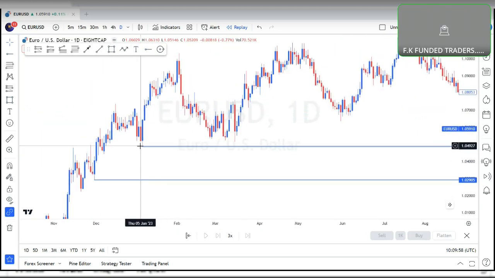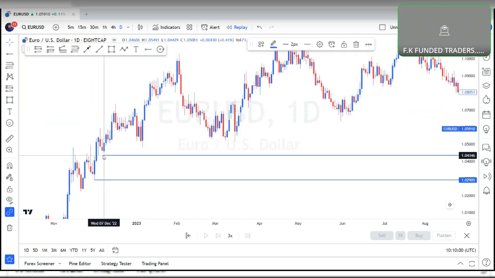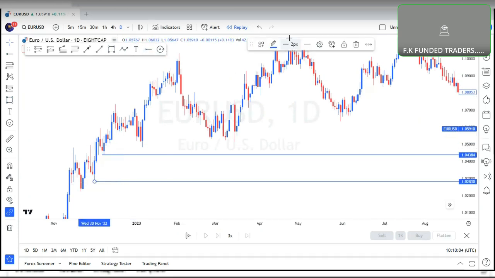These levels come from the kind of candles you're learning about. The other one is downwards, it's a bit far. We need the current moves.